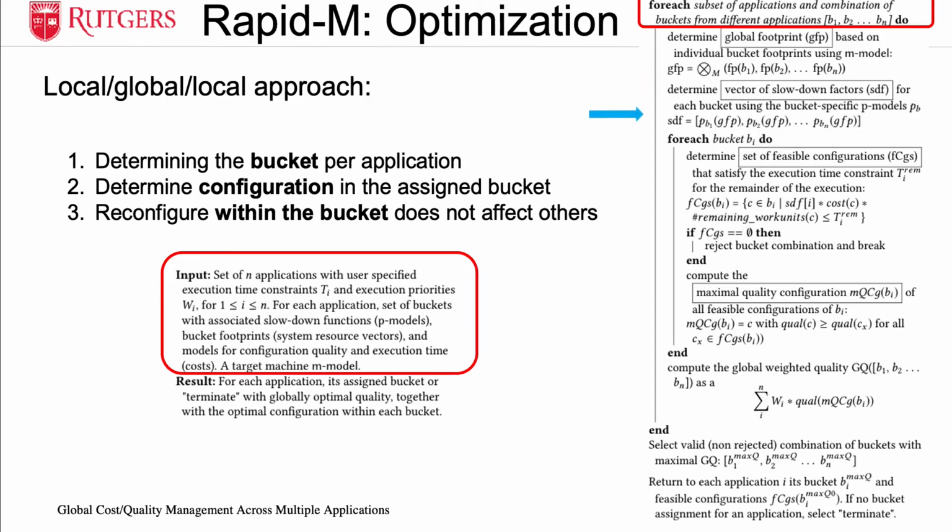Then, we apply the P model given the predicted footprint to compute the slowdown for each application per bucket combination, and select the combination which satisfies the constraint that the slowdown for each application can still honor the budget. Meanwhile, the application overall output is maximized. Here we use the sum of application quality to represent the overall quality. Finally, when each application gets the bucket assignment, it can reconfigure within the configurations in the bucket if needed.